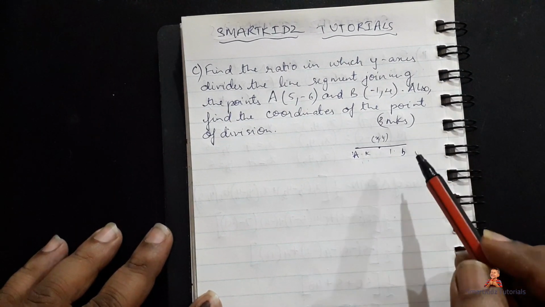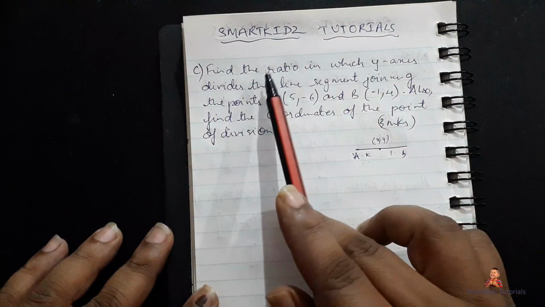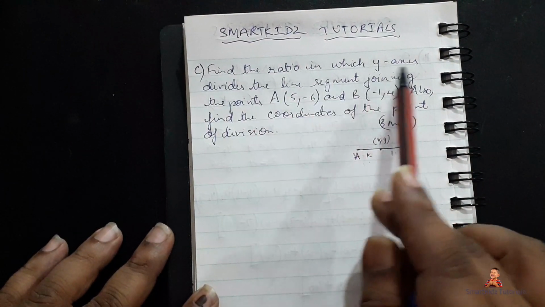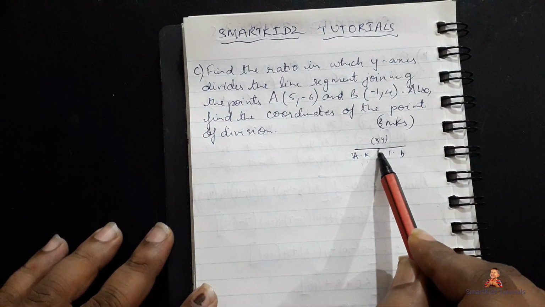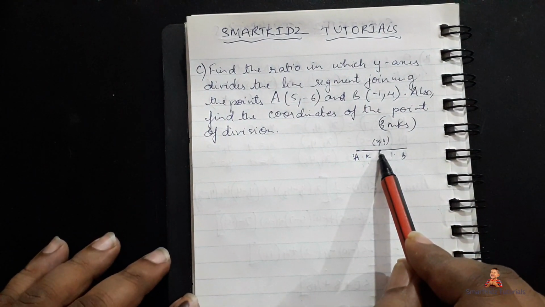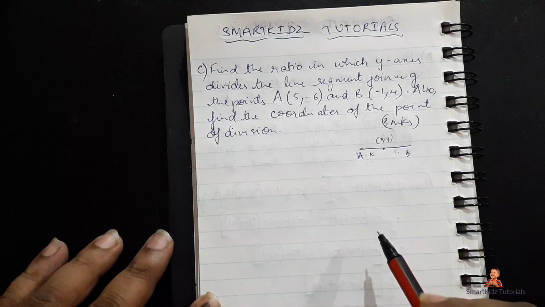So we begin with what we have been given, and the important thing that we have been given over here is to find the ratio in which the y-axis divides the line segment. That means this point lies on the y-axis, and if it lies on the y-axis, which means the x coordinate should be equal to 0. So this is where we will begin.